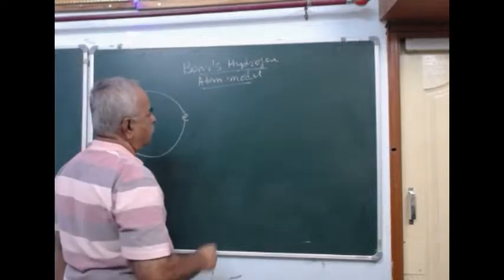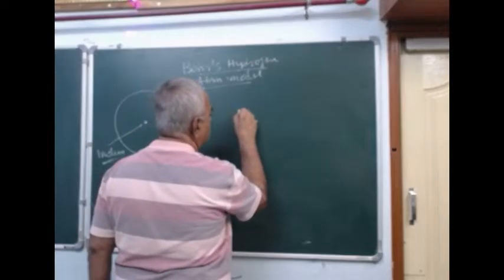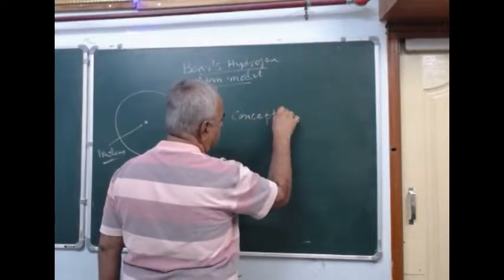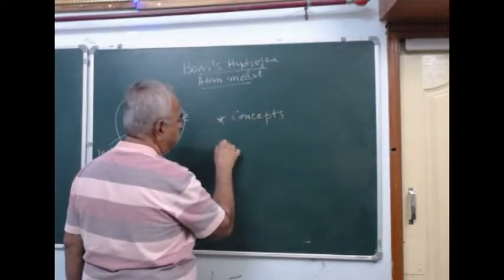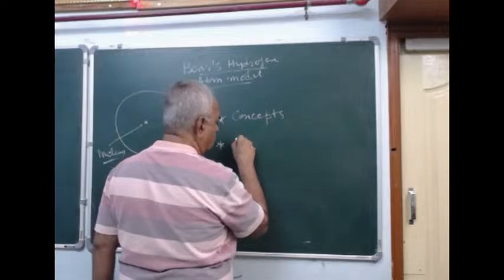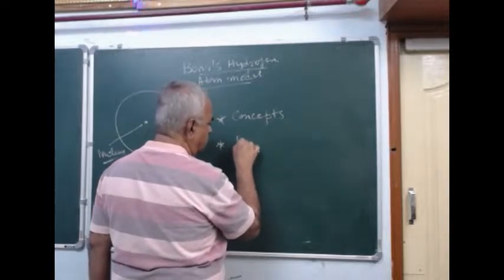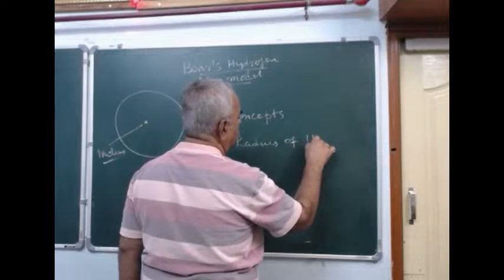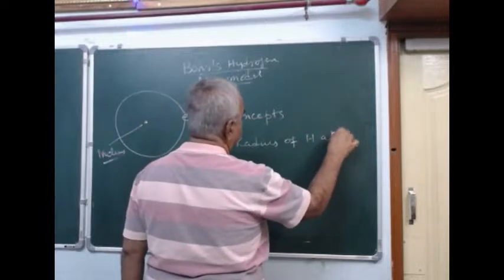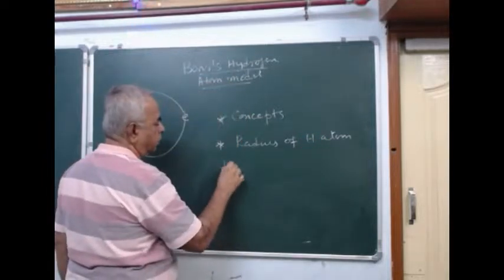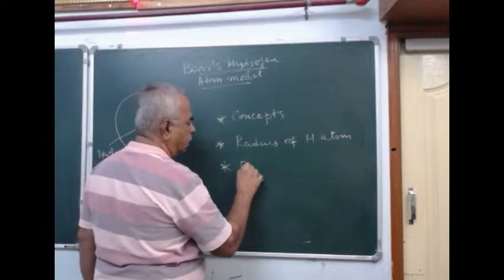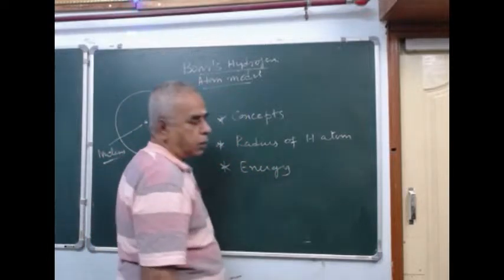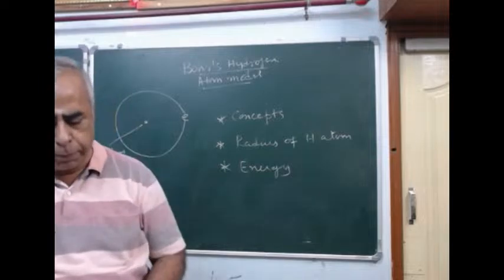So in this topic we will be discussing Bohr's concepts. Second, how he determined the radius of the hydrogen atom. Third, based on that, we will be discussing the energy associated with the electron.